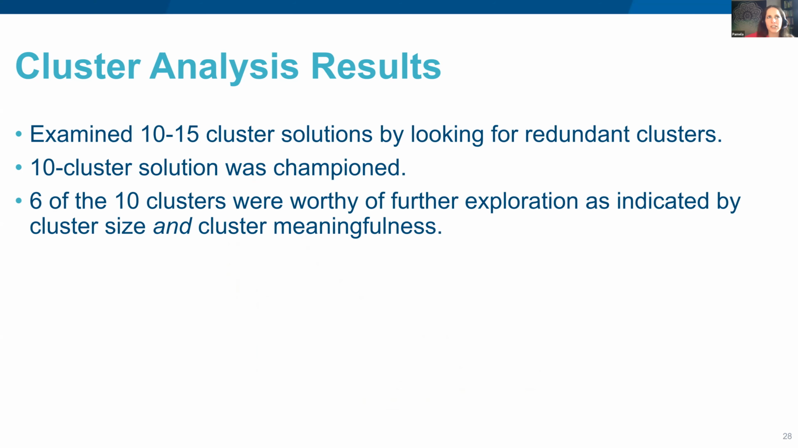At that point, we really dug into each of those solutions by examining them closely to see if there was redundancy among the clusters, and if they were really distinct and substantively meaningful from one another. Ultimately, we ended up going with a 10 cluster solution as being the one that seemed best for our data. Six of these 10 clusters would be worthy of further exploration, as indicated by their size and their cluster meaningfulness. So we would recommend digging into 6 of these a little bit further as potentially representing underlying subpopulations.